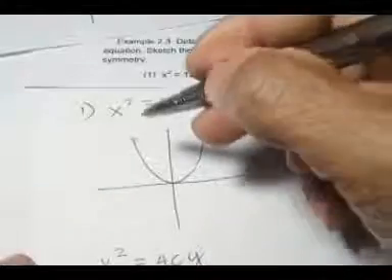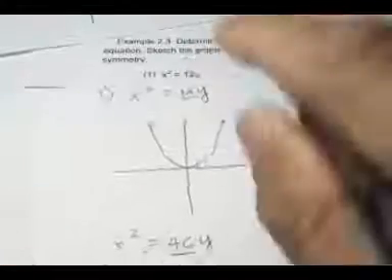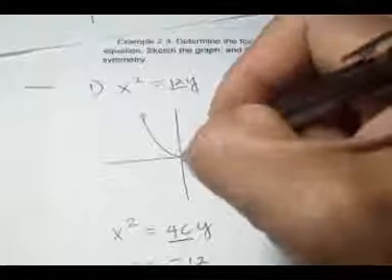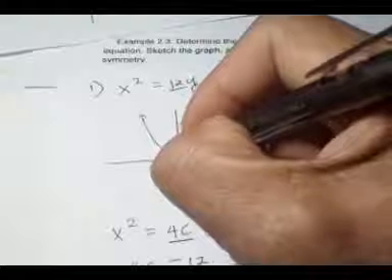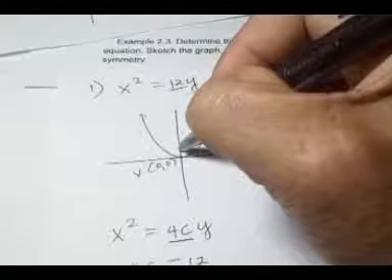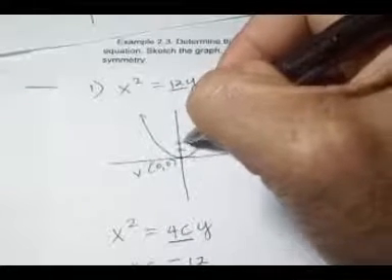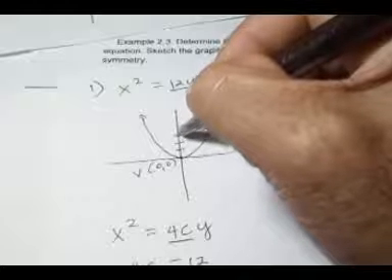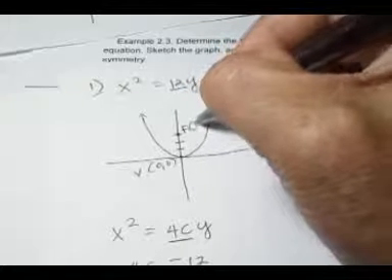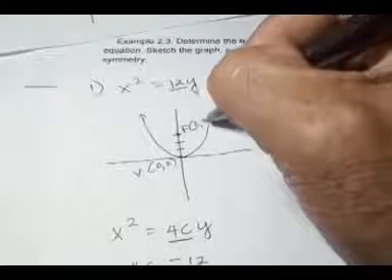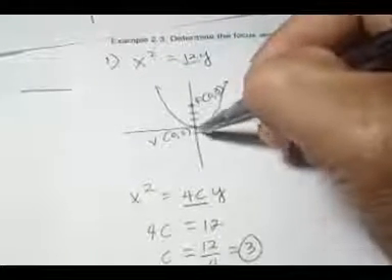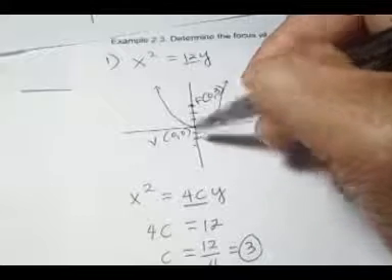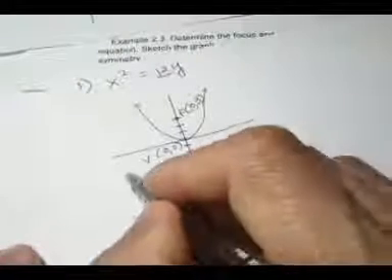In other words, the focus has a distance of c units from the vertex. The vertex is (0, 0), and the focus is 3 units up: 1, 2, 3. So the focus has coordinates (0, 3). And the directrix: 1, 2, 3. This is our directrix.